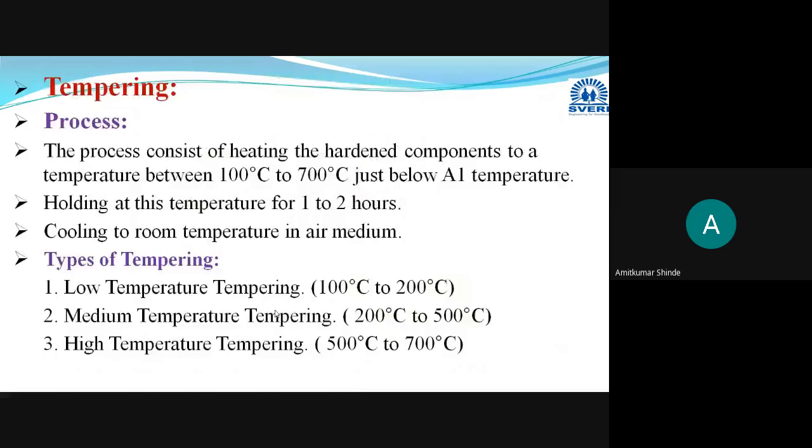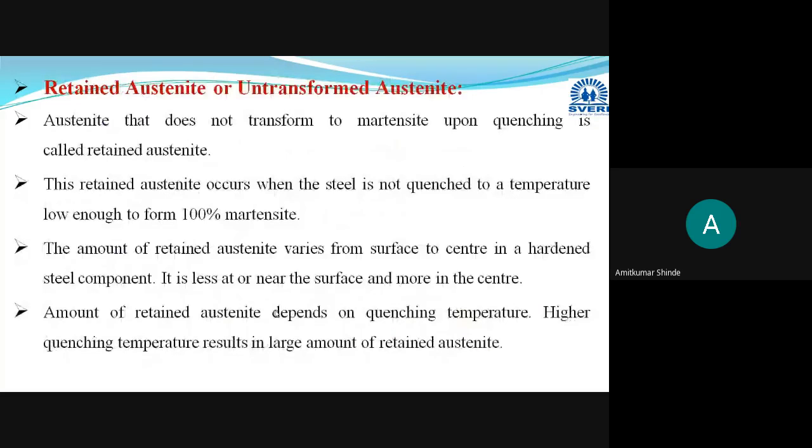I have mentioned here also that austenite that does not transform to martensite upon quenching is called retained austenite. Quenching is nothing but the cooling, or you can say that during the hardening process, the austenite which remains as it is, or does not transform to martensite, will be termed as retained austenite.